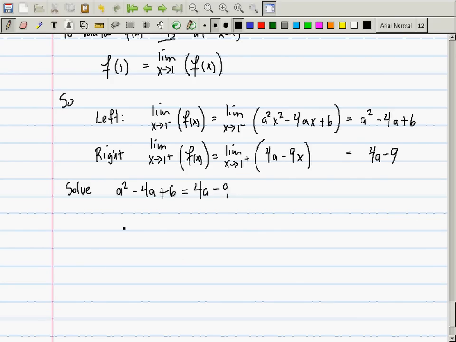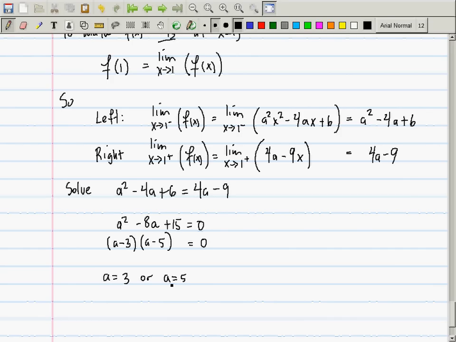Okay, so then that is a squared minus 8a plus 15. Does this factor? Yeah, it factors into (a minus 3) multiplied by (a minus 5) equals 0. So the solutions are a is 3 or a is 5. If you choose a is 3 or a is 5, then the line and the parabola meet each other.